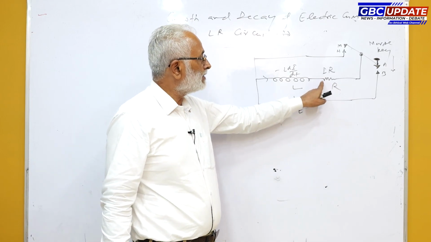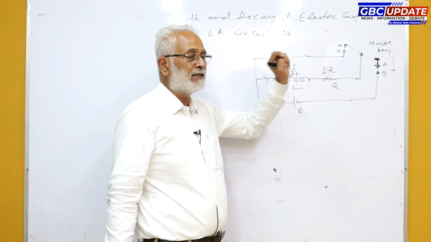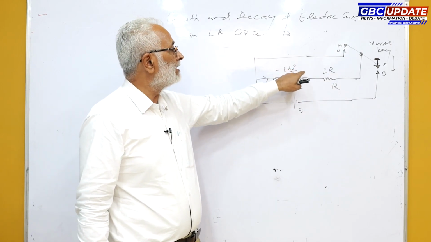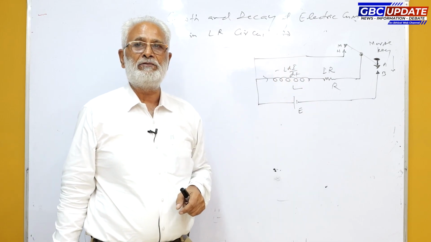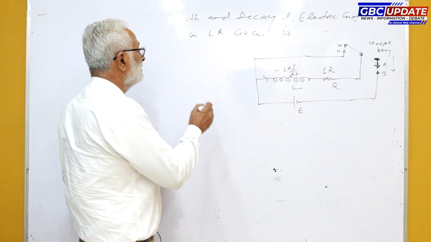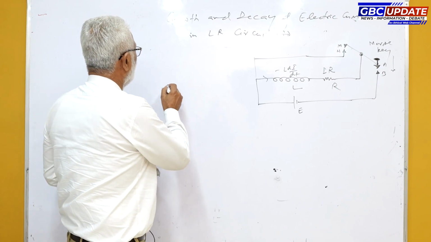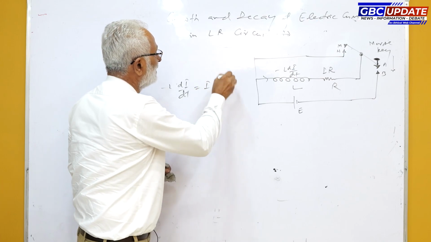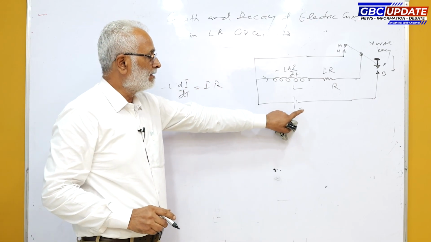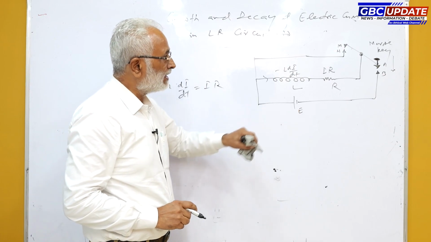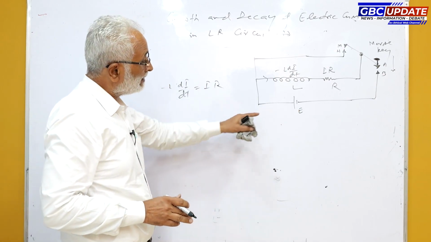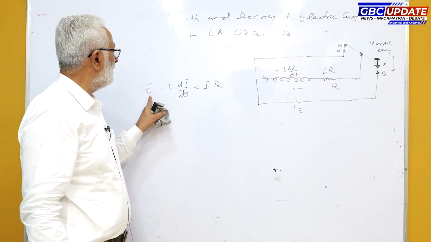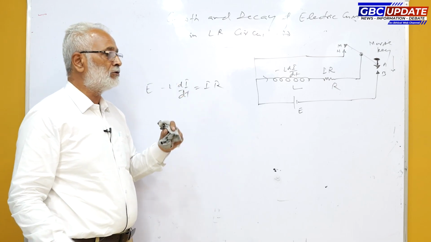Now at any instant of time, again let us consider I is the current flowing through the LR circuit and is decaying, decreasing at the rate of di by dt. Therefore in this case, minus L into di by dt is equal to IR, as the EMF of this battery becomes equal to 0 because the battery has already been removed. During charging, our equation was E minus L into di by dt is equal to IR.